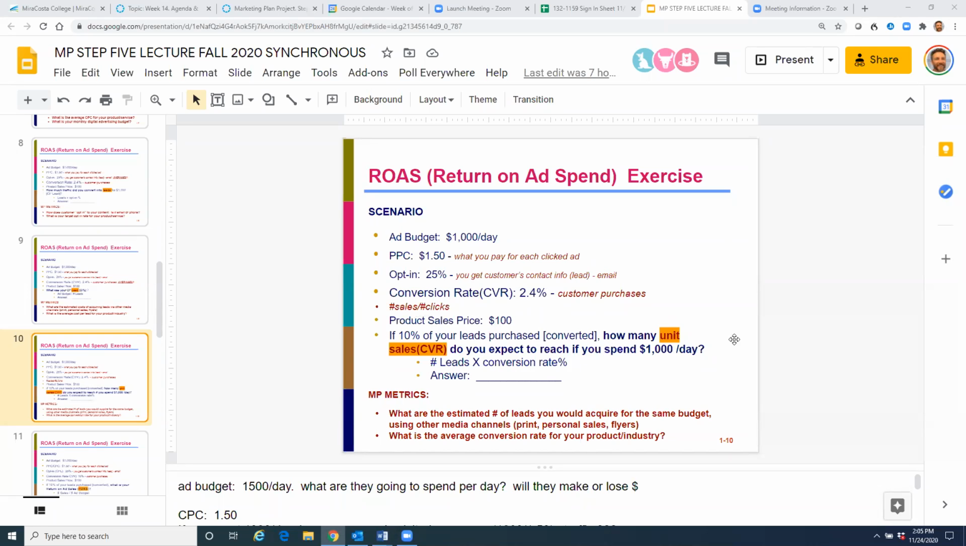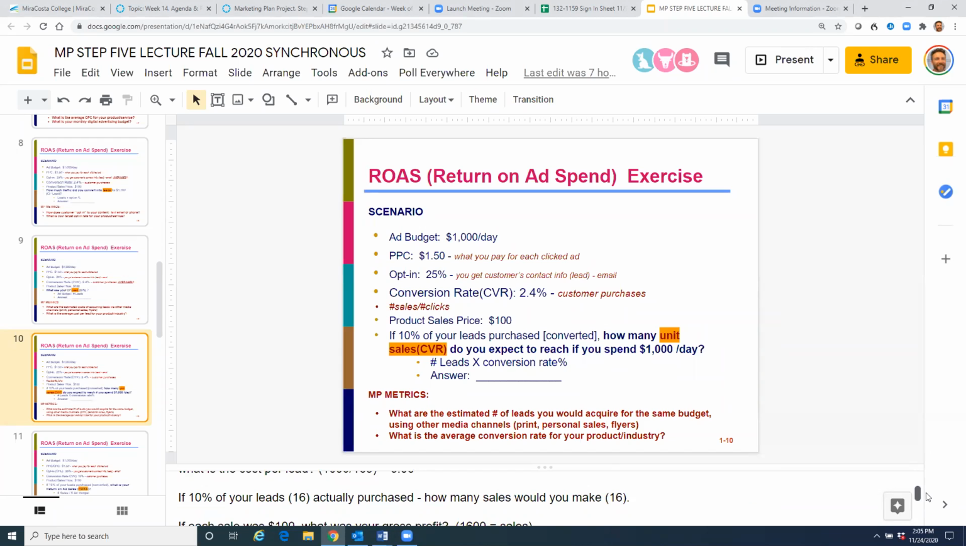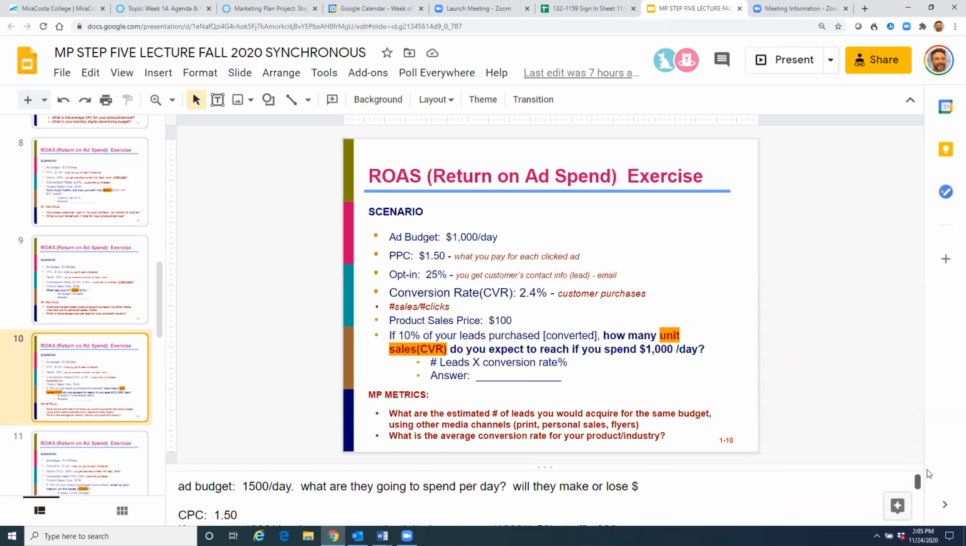JR's got the number. 16. Other folks, go ahead and crunch that number. Seeing some other weird numbers here. Some folks are getting 4. So JR, just for a second, I'm going to put you on the spot and go ahead and unmute yourself. You're correct. Oh, you got 4. So explain how you got to your number, JR.